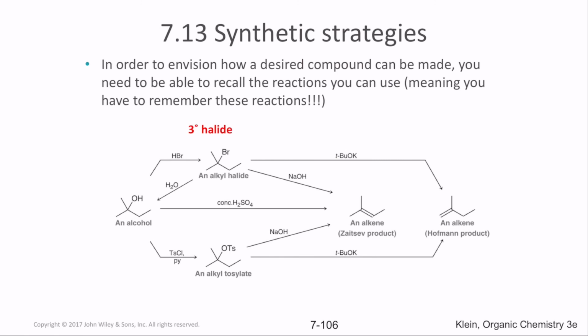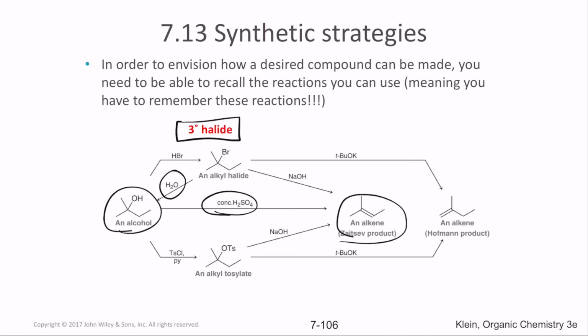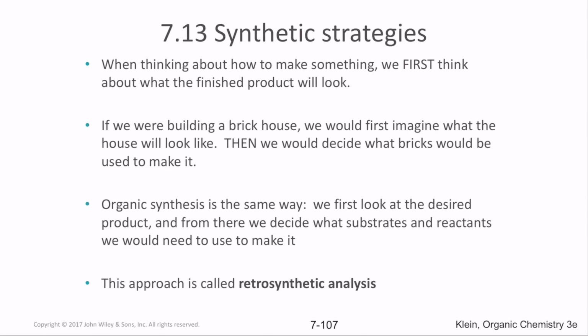Now when you use a tertiary alkyl halide, remember the reactions here. When you use water, it becomes an alcohol. When we use concentrated H2SO4, you can create the Zaitsev product. When you use tert-butoxide, it can create a Hofmann product. So these are some of the products that you can end up with.